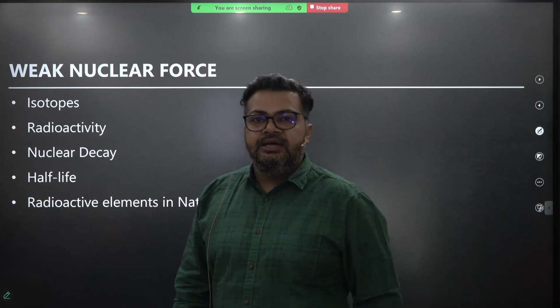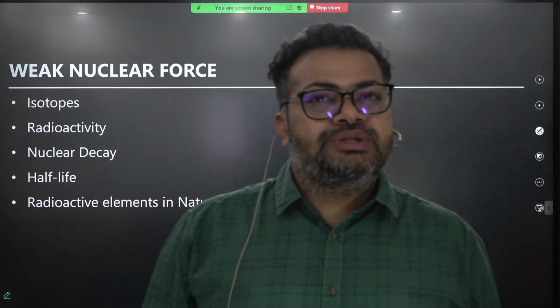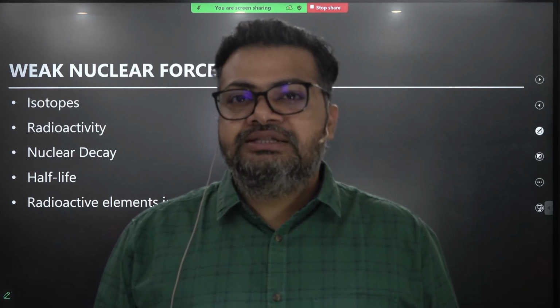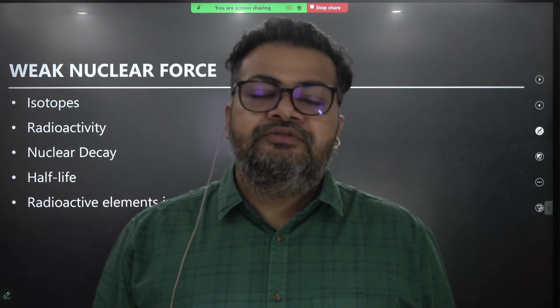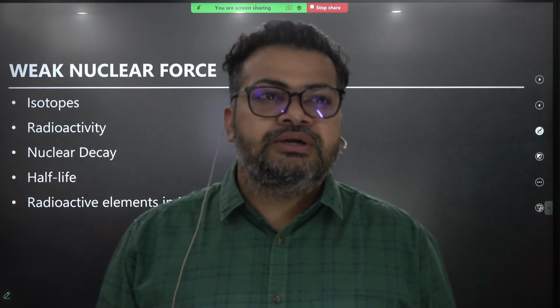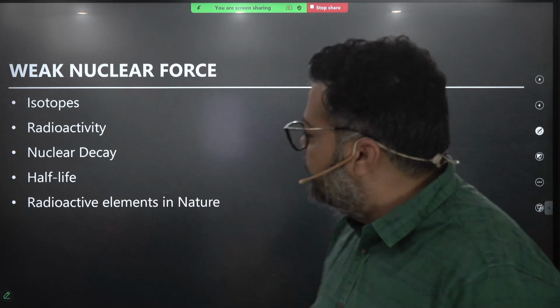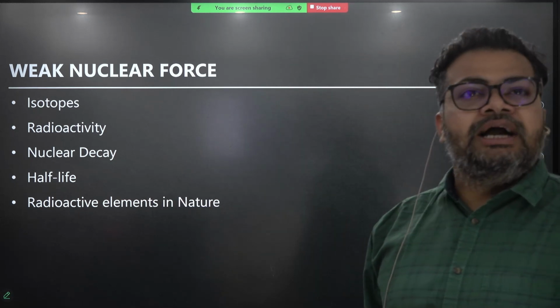Write down quickly weak nuclear force. So what is this weak nuclear force? This is the fourth force of nature, weak nuclear force. And let's talk about weak nuclear force here. So guys, before I talk about this weak nuclear force, there is a term that you guys can see written here called isotopes.